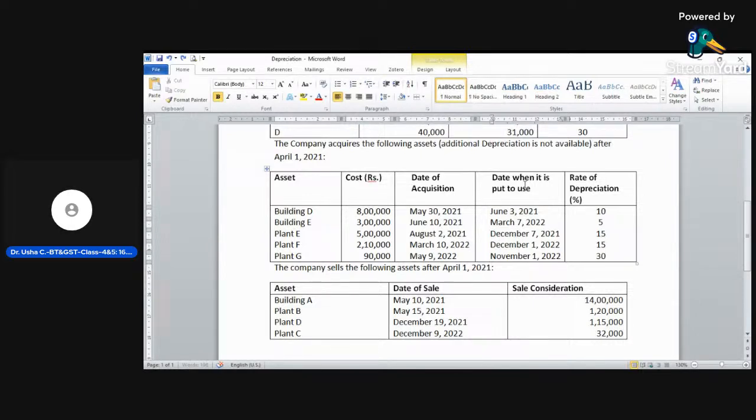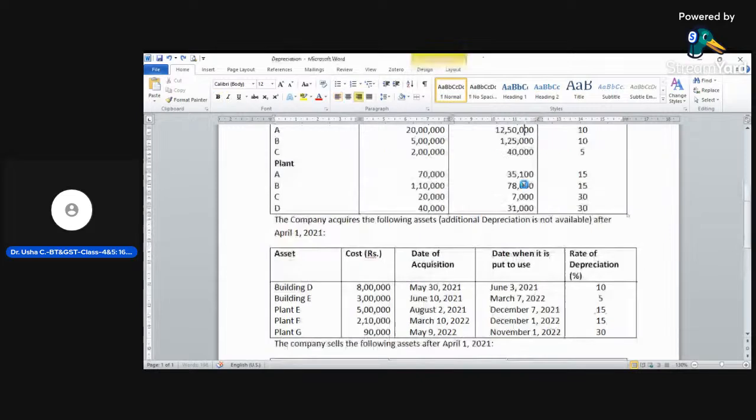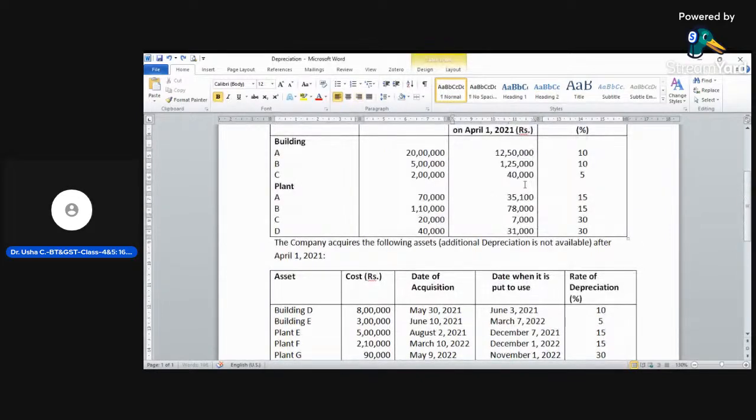So the asset has been put to use on 3rd June 2021. Building D asset is purchased and put to use on 3rd June 2021. The rate of depreciation for that is 10%. Then this building at 10% comes under the category of block 1, along with block A and block B, because these two, building A and B, are at the rate of 10%.